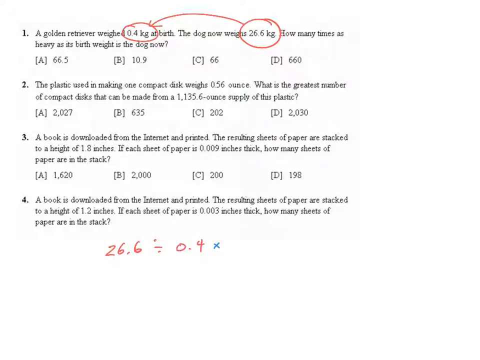We need to multiply both the divisor and the dividend by 1 power of 10 in order to shift the digits so that we have a whole number divisor. So we now have 266 divided by 4. 4 goes into 26 6 times.